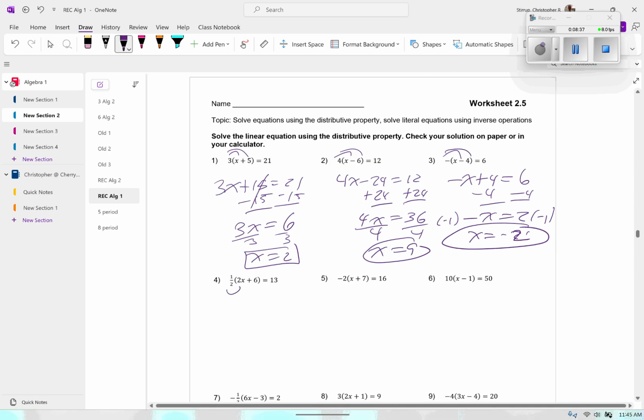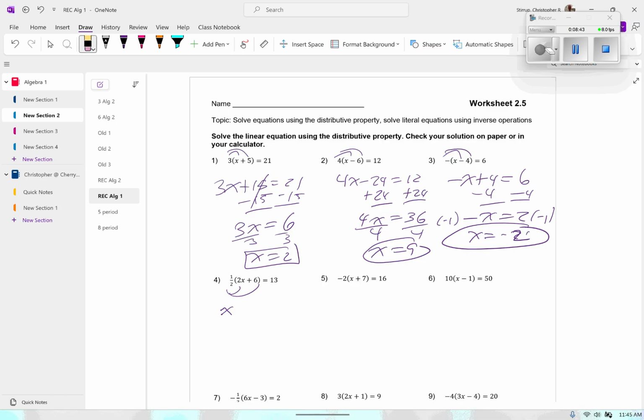Let's go ahead and distribute half over the parentheses. So half of 2 is 1. Half of 6 is 3. Subtract 3 from both sides. Let's cancel. X is equal to 10.